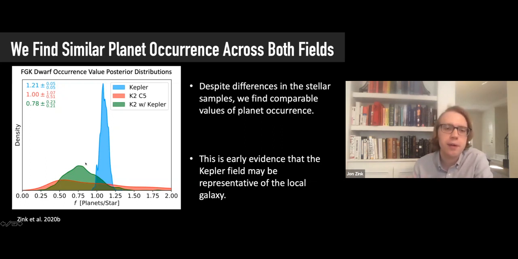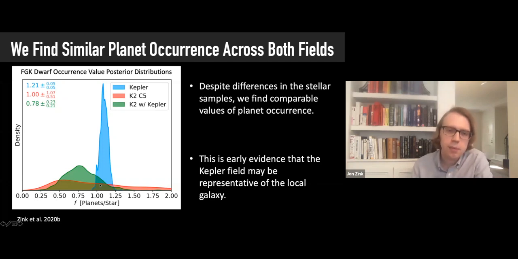There's a few takeaways here. One thing you can take away by looking at these two values is that, okay, it appears K2 has this deficit. So maybe planet formation is linked to metallicity for even these small planets that we're really probing in this regime. But another thing you'll notice is there is rather significant overlap between these two planet occurrence values.